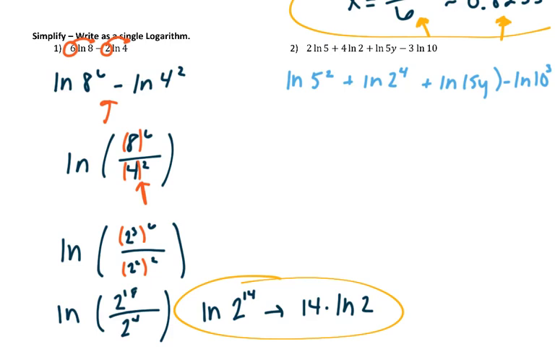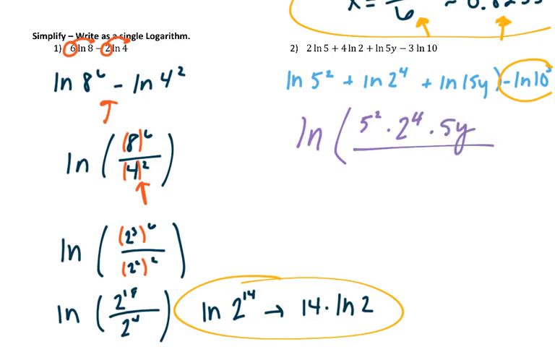All right, so then anything that is being subtracted actually follows the quotient property. So when we go to write this as a single logarithm or as the natural log, this right here, since it's being subtracted, that goes in the denominator. Everything else that's being added goes in the numerator. If it's being subtracted, denominator. All right, so we have the natural log. In the top, we're going to have 5 squared times 2 to the 4th times 5y, and in the denominator, we have 10 to the 3rd. Now all we have to do is simplify this nastiness.